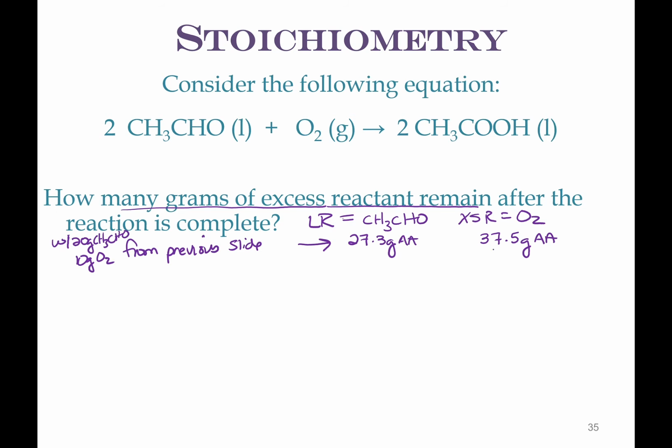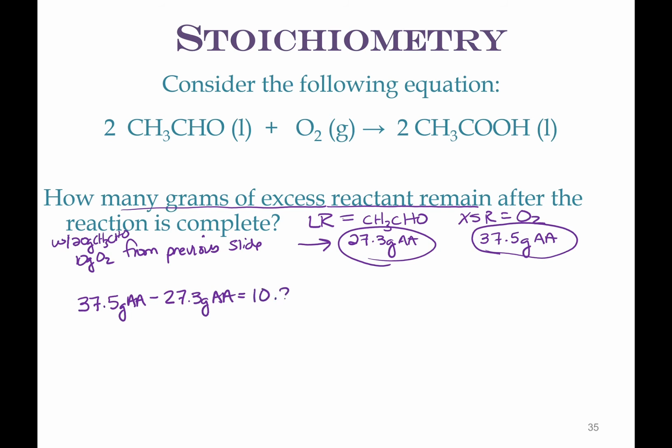So this is a little bit confusing the way that this is going to be taught for a second, but essentially we're going to talk about what could be formed. This is what could be formed, and this is what could be formed. So if I could have formed 37.5 grams of acetic acid with the oxygen, but I only produced 27.3 grams of acetic acid, how much did I not produce? So if I subtract those, I did not produce 10.2 grams of acetic acid that could have been produced if I used all of the oxygen.